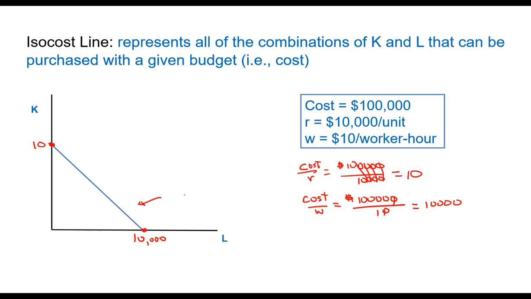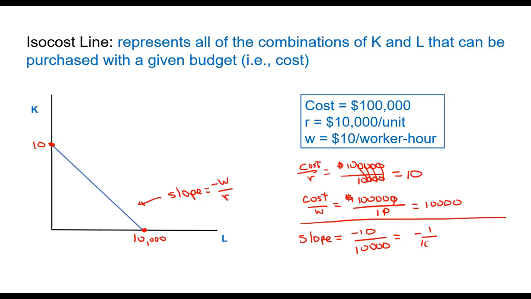We should also note that the slope of this line is negative wage over rent. So for this particular line, our slope is negative 10 over 10,000, or negative 1/1000. That tells us for each unit of capital the firm gives up, they can hire 1,000 workers.